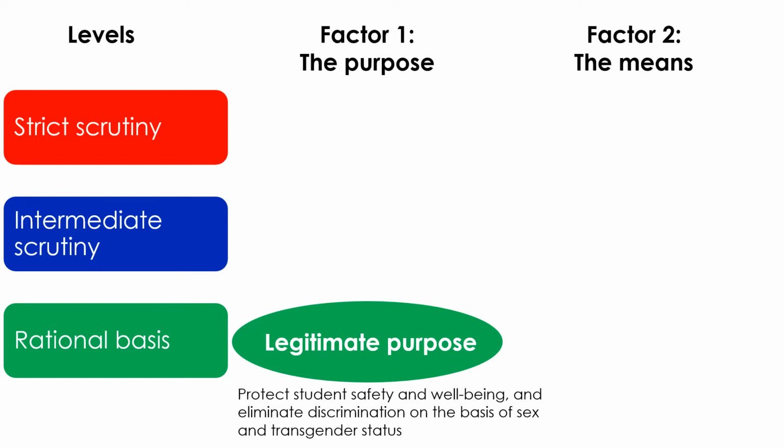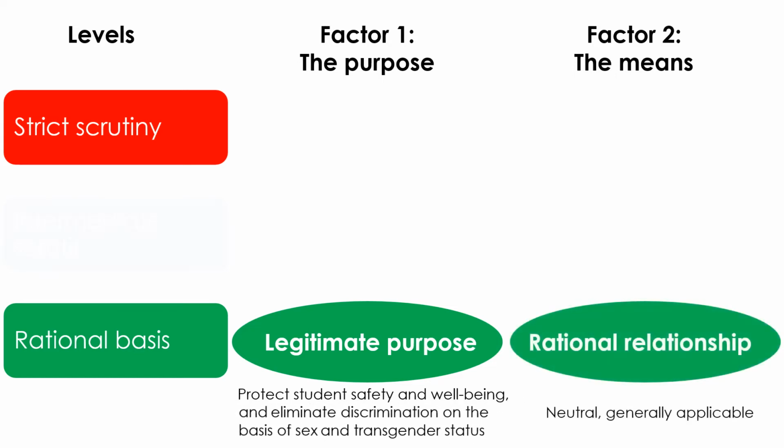Let's look at the purpose of this policy. It was argued that the policy had a legitimate purpose, which was to protect student safety and well-being and eliminate discrimination on the basis of sex and transgender status. Second, the means used in the policy was rationally related to that legitimate purpose. The parents argued that strict scrutiny should be applied here, but the district court and the Ninth Circuit rejected this argument. Instead, the court reviewed the policy by applying a rational basis review.